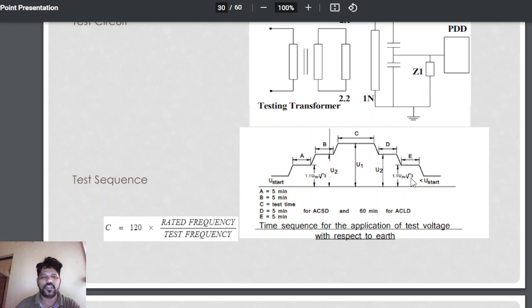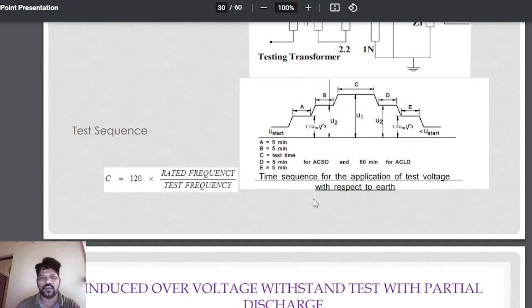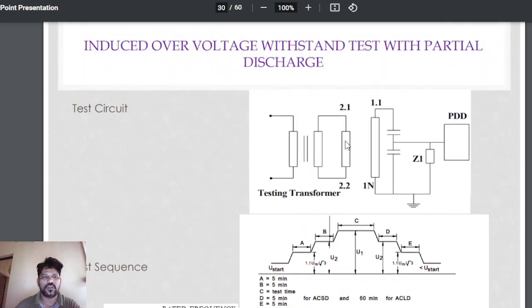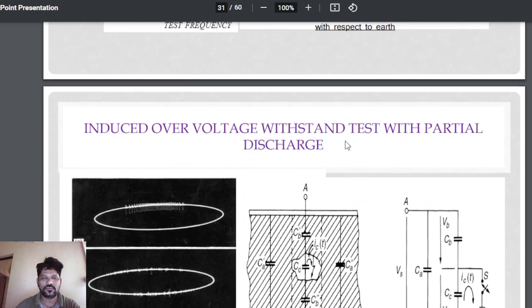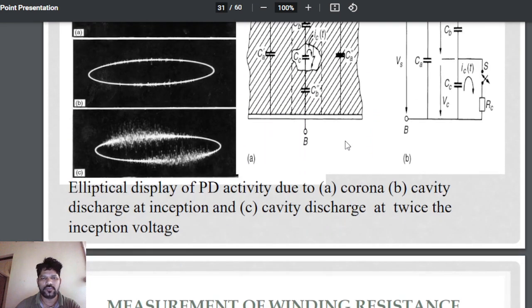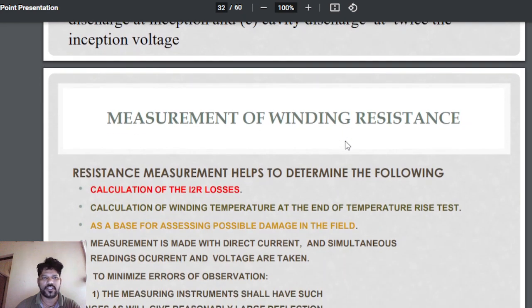Here the C is equal to 120 into rated frequency by test frequency. At what frequency we are doing the test, and what is the rated frequency of the transformer, into 120. If you do that, you'll find the discharge voltage, partial discharge PD. These are some things about partial discharge activities.